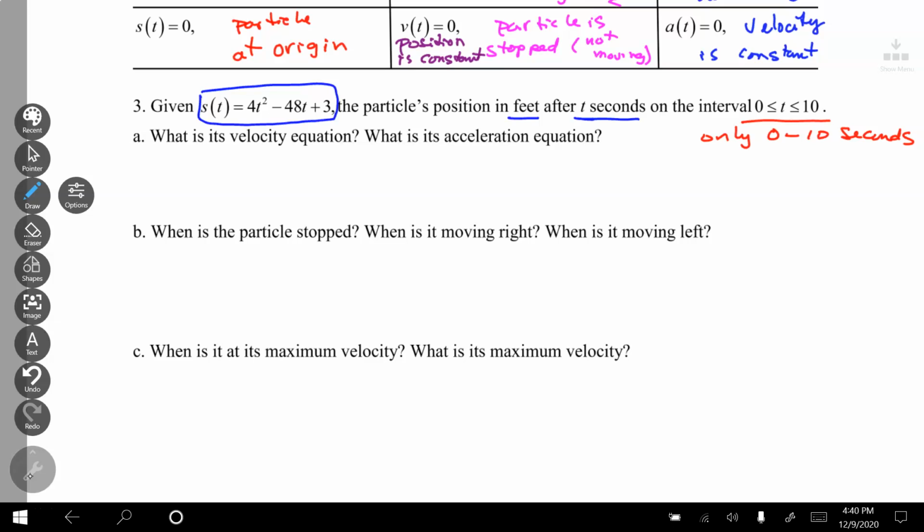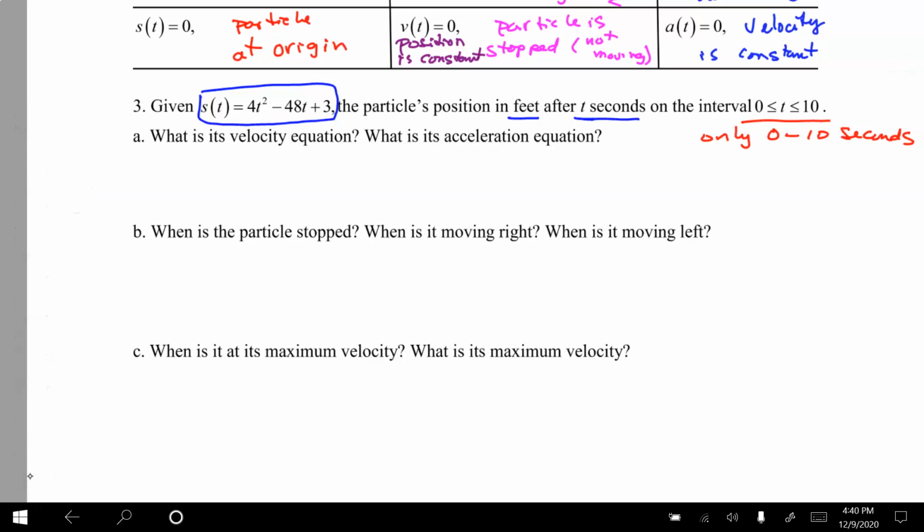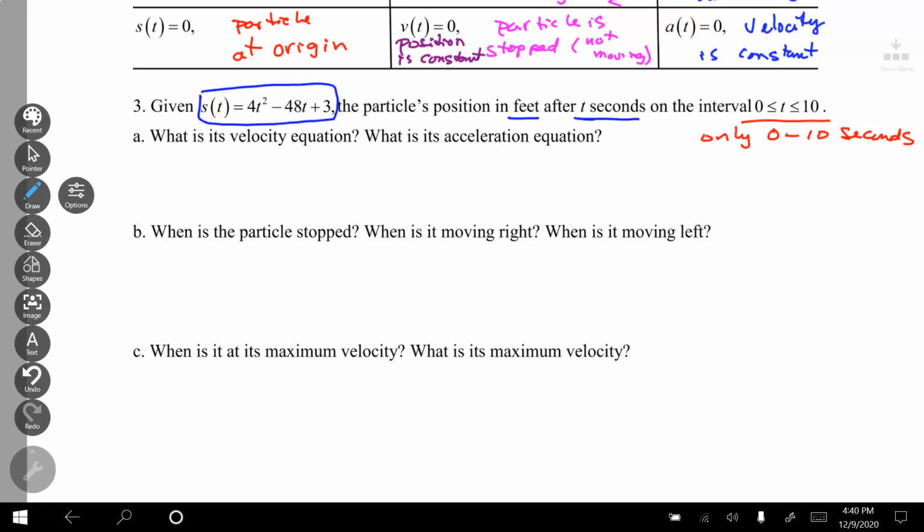Okay, here we go. Let's do an example. I give you an equation for the position of the particle. S of t equals 4t squared minus 48t plus 3. That's its position after t seconds. But notice the restriction. It's only from 0 through 10 seconds. Not before 0, not after 10.